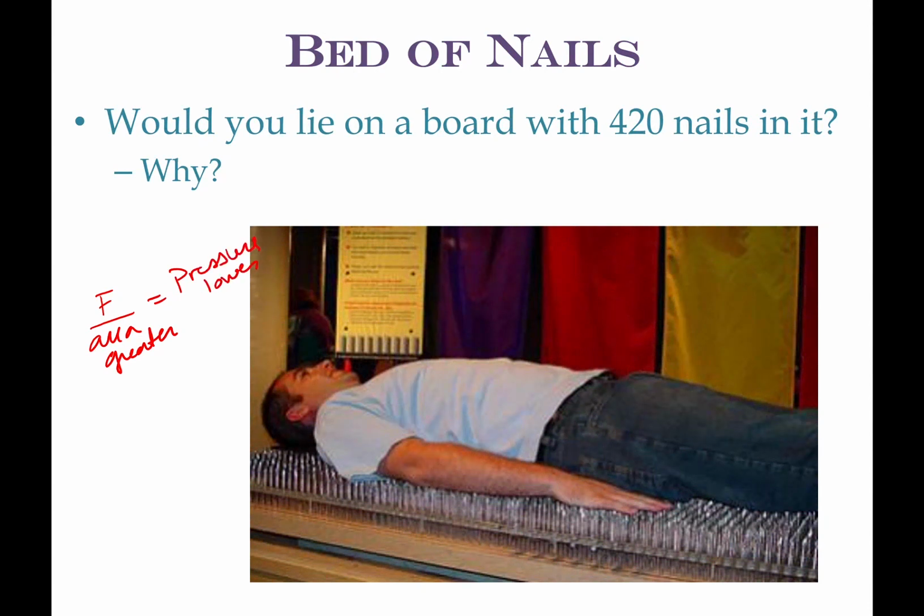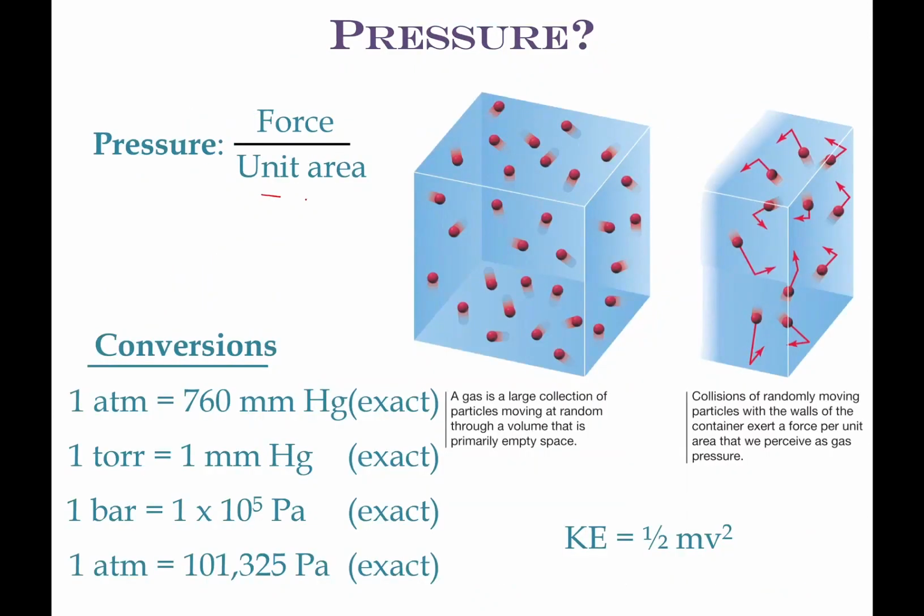So we won't feel that pain in one area. It's got to make sure that all the nails are the same height and that you get on and off very carefully. So pressure is force over unit area. We are used to PSI, or pounds per square inch. So this would be the pounds and this would be the square inches, because area units are always squared.